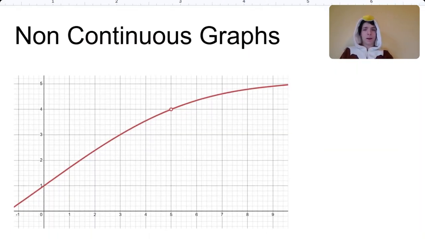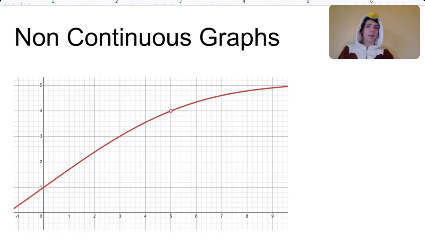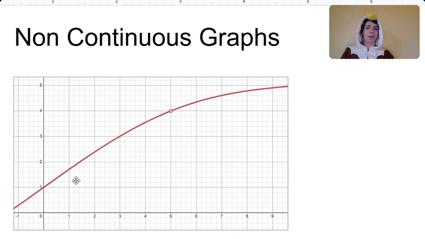So let's practice with some non-continuous graphs. What type of discontinuity is this? Well, you can see we have this whole graph that's filled in, except we have an open circle, so we have an undefined value. And what type of discontinuity is that? That's going to be a hole, or a removable discontinuity.